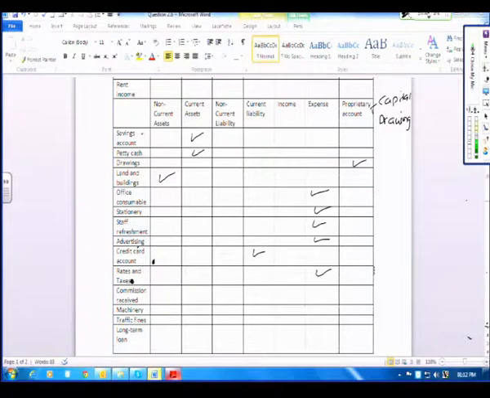What about commission received? What is commission received? Sometimes as a business, you are an agency. You are helping people sell property. So someone comes to you and says, may you please just sell this property for me for 1 million. And you help the owner sell that property for 1 million.